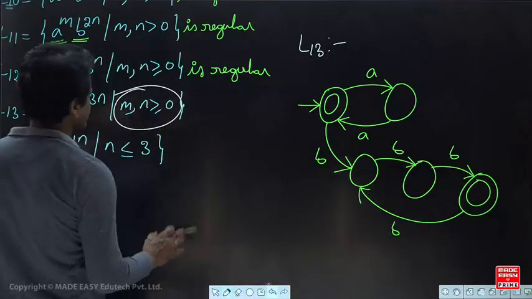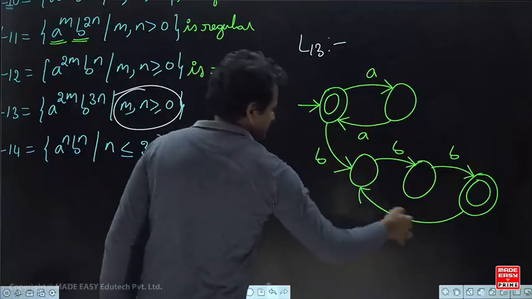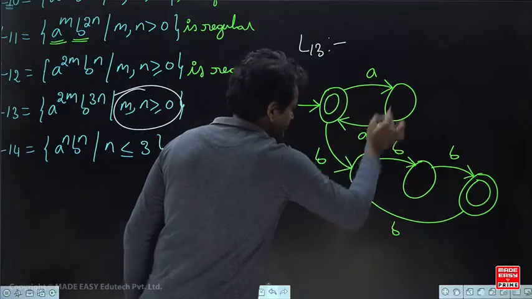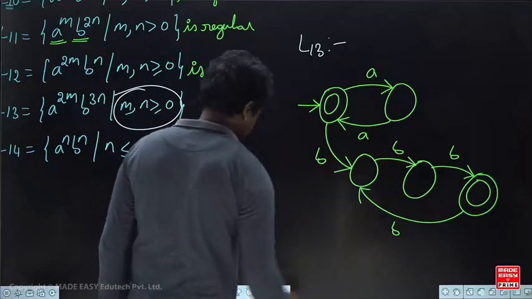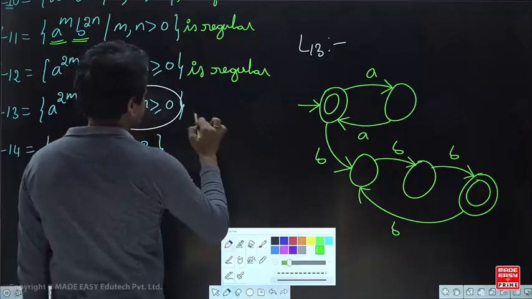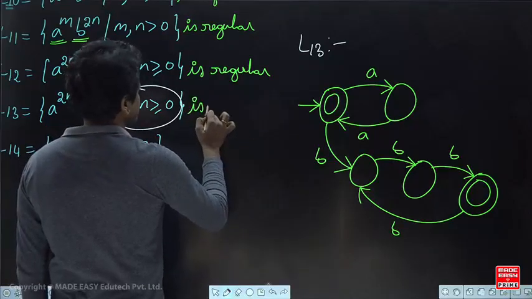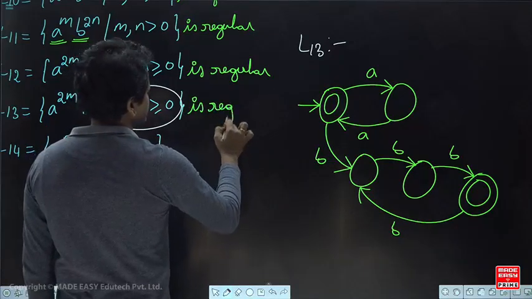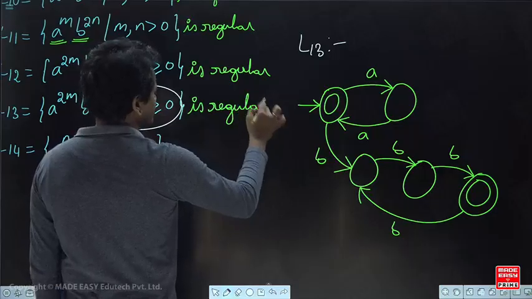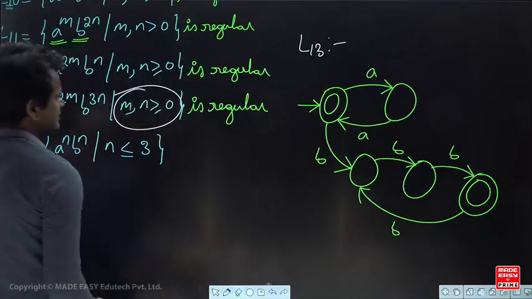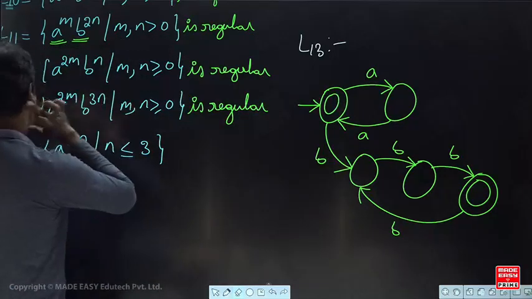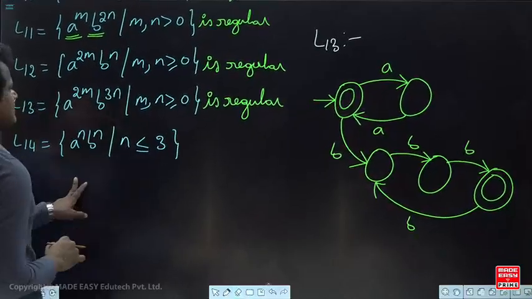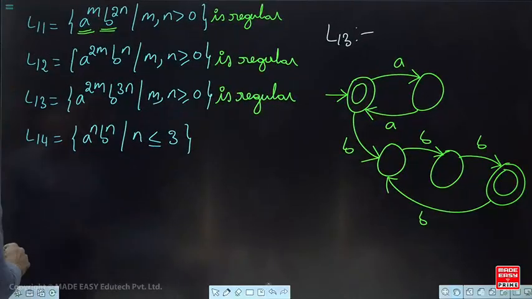So it accepts only A's even number, only B's multiple of 3, or even number of A's followed by B's that are a multiple of 3. Therefore, this is also regular, and here also an infinite number of strings will be there. All of them will be accepted, and there is no comparison between A and B. Okay guys, now the story starts from here.